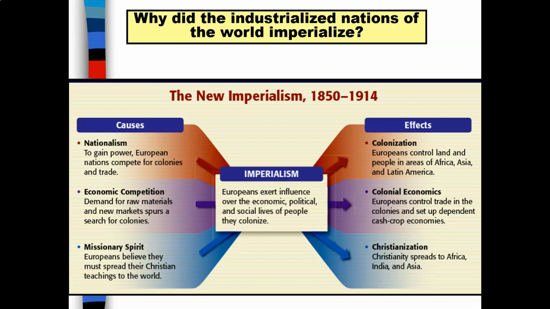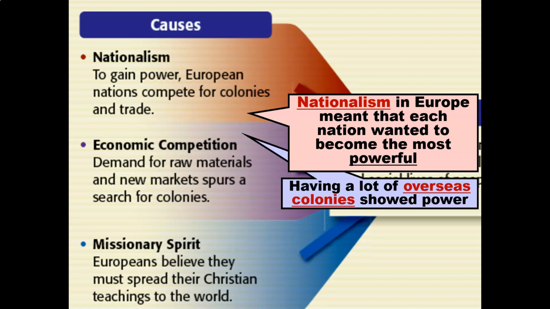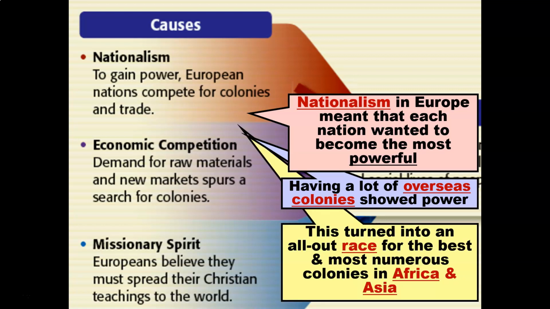Why did the industrialized nations of the world imperialize? This is a good question, and there are many answers to this question. One of the reasons was nationalism. Nationalism in Europe meant that each nation wanted to become the most powerful nation. And having a lot of overseas colonies showed power. And at the end of the day, this turned into an all-out race for the best and most numerous colonies in Africa and Asia.